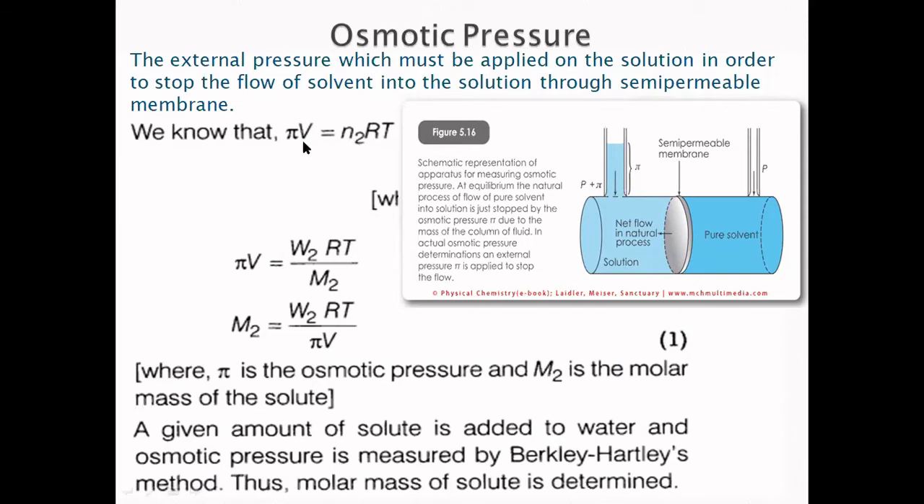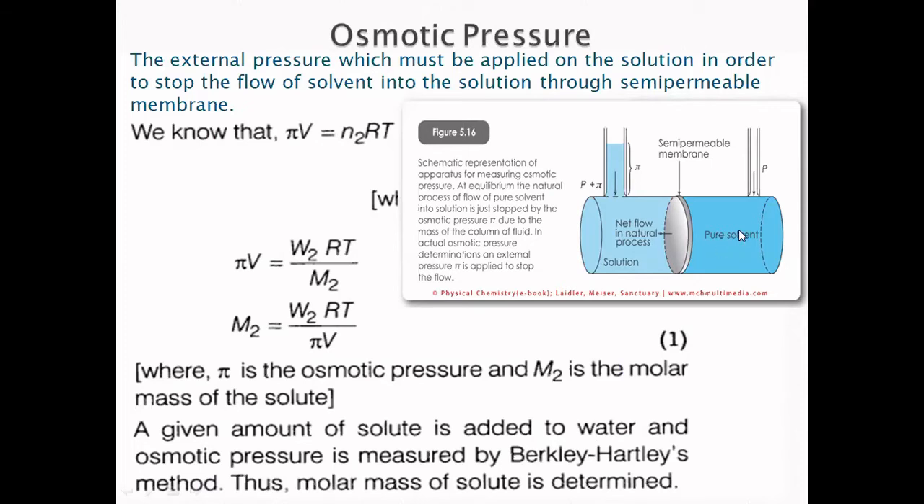Its formula is, as we had seen in class 11, PV equals nRT, the same formula can be applied: pi V equals n2 RT, where pi is the osmotic pressure. If you apply this formula, the molar mass of the solute can also be calculated, where M2 is the molar mass of the solute and pi is the osmotic pressure.